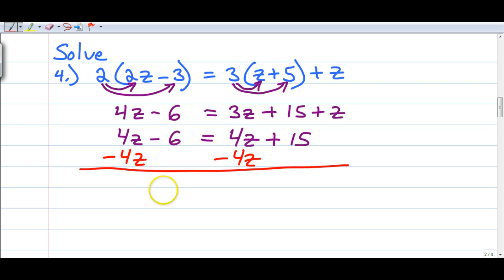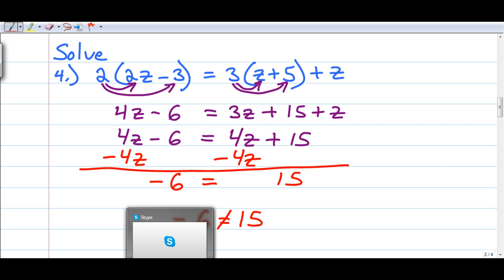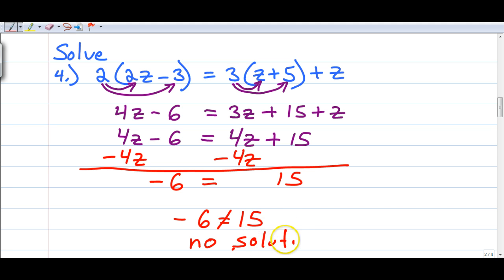So when I look back here, I end up with a negative 6 equals a positive 15. When we think about that, a negative 6 equal to 15, this is not a true statement. This is what we view as a contradiction. This is an equation that has no real number solution. So when we look at this problem, we'll say it has no solution.